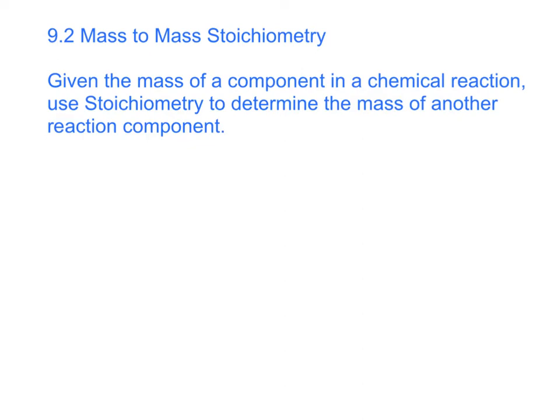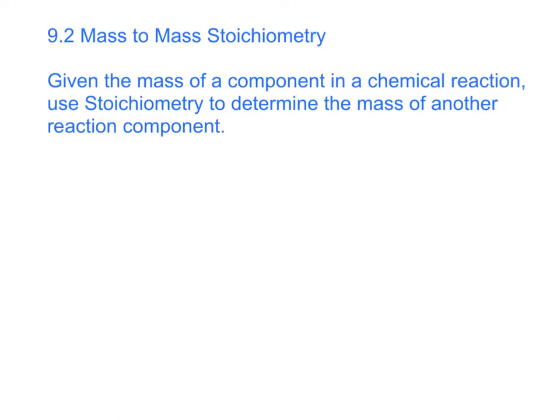Hello chemistry students, and we're doing lesson 9.2 today, where we're going to teach you how to do mass-to-mass stoichiometry problems. And basically there's only one objective for this lesson, and it's written down below. Given the mass of a component in the chemical reaction, use stoichiometry to determine the mass of another reaction component. So this is part of the power and use of stoichiometry.